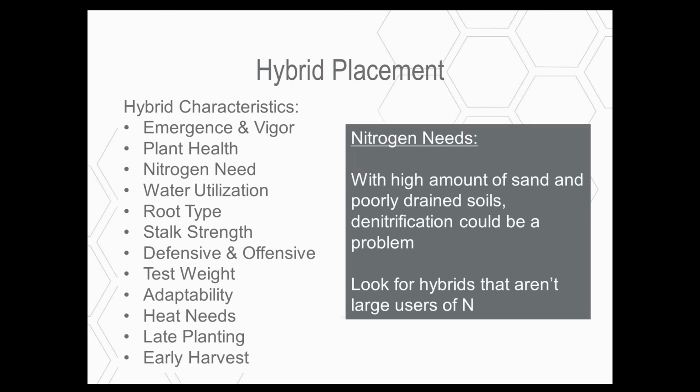Nitrogen needs. So with a high amount of sand and some poorly drained soils, denitrification could be a problem in this field. So if it were me, I'm going to be looking for hybrids that aren't large users of N, just for the sheer fact that there could be a denitrification issue in the future. So as you can see, I put a little check mark next to the words nitrogen needs. This is simply to show that this is something that I would pay attention to when selecting a hybrid for this specific field.